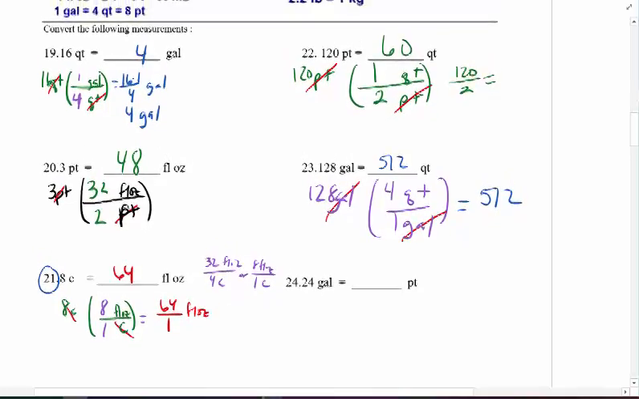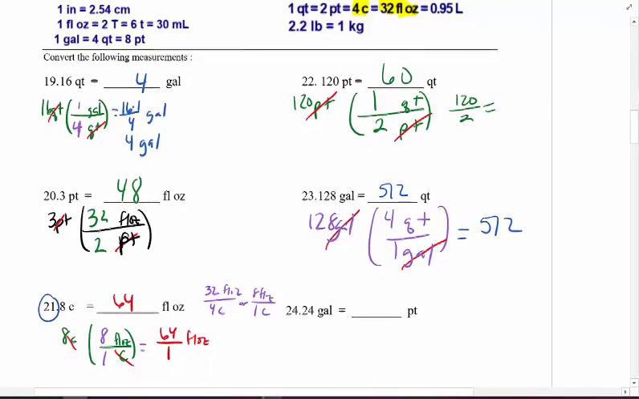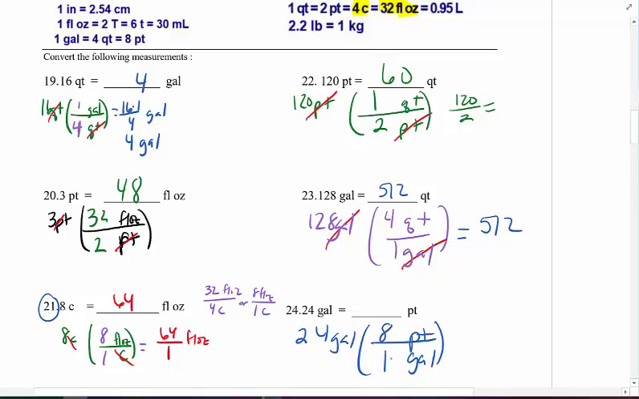So last one from this section, we're going to do, again, gallons to pints. And if I look up here, I still do have that relationship for gallons to pints. So I have 24 gallons. What I want to get rid of is the gallons. What I want to keep is pints. So that's 8 pints are in 1 gallon. So again, I'm going to double check that I've canceled my units, and I have. So 24 times 8 divided by 1 should give me 192 pints.